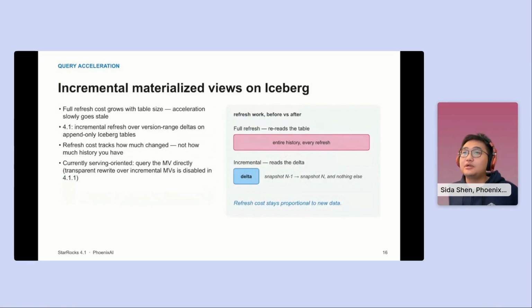And now we support incremental materialized view on Apache Iceberg. And this is basically based on Apache Iceberg snapshots, right? For each commit into an Apache Iceberg table, it creates a new snapshot, right? And we just follow that and compute the delta, and then we can work, right?